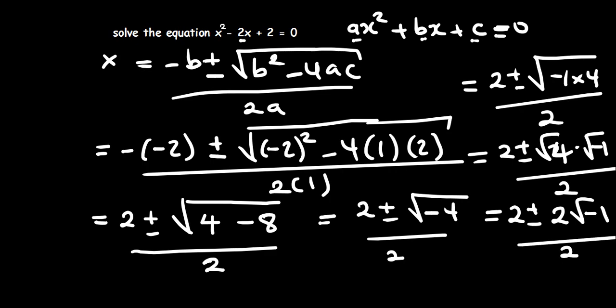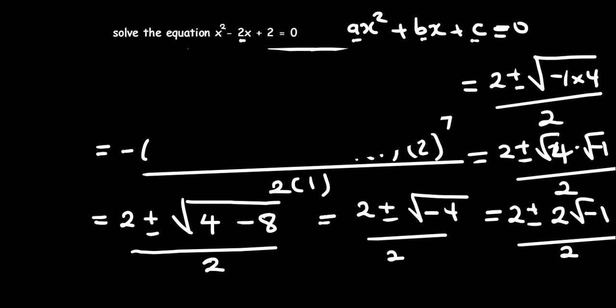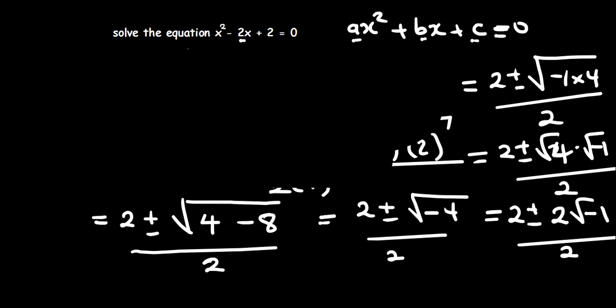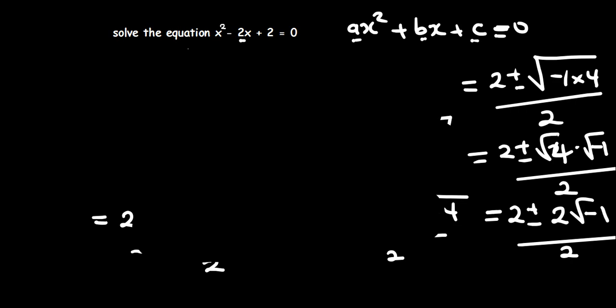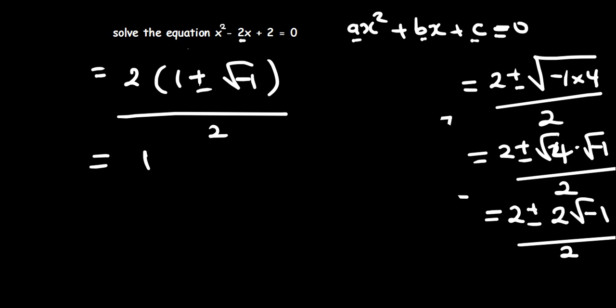I see that 2 is common. I can factor out a 2 there. Factoring out a 2, I get 2 times 1 plus or minus the root of negative 1, divided by 2. So this 2 can divide into the 2 there, then you have 1 plus or minus the root of negative 1.